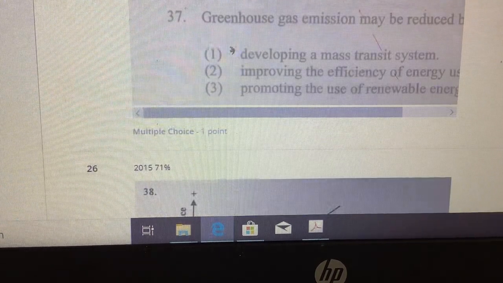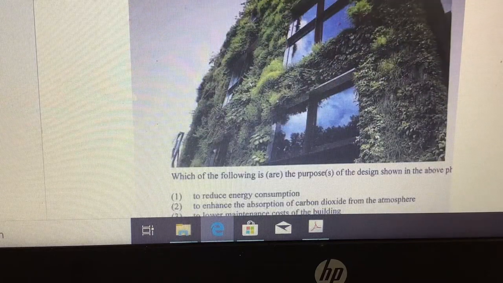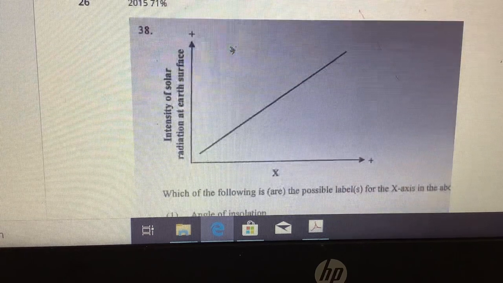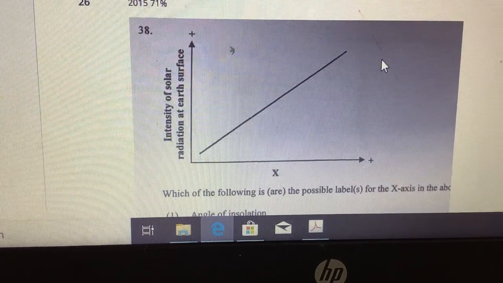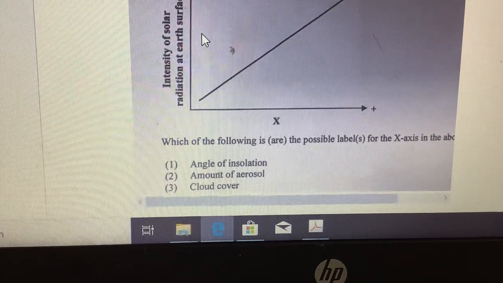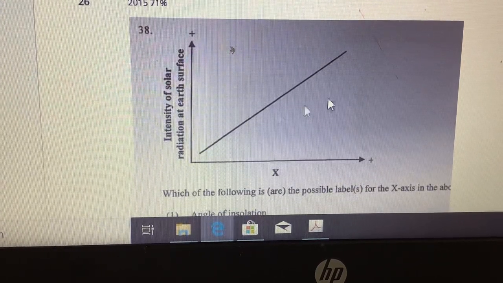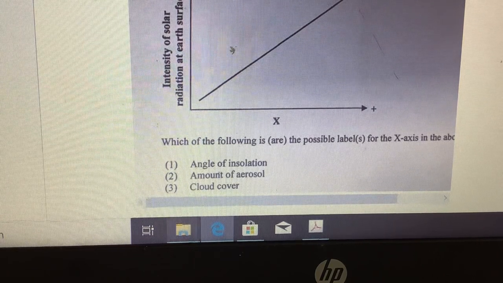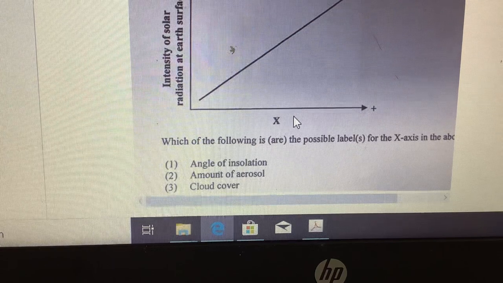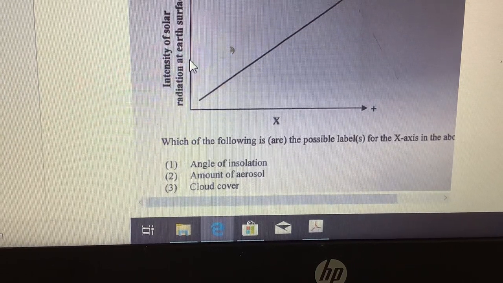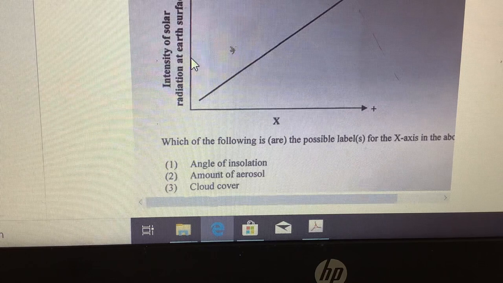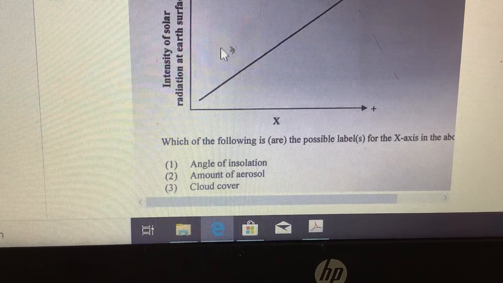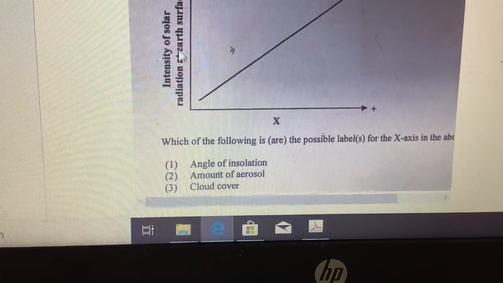Next one. This one is a positive correlation, and intensity of solar radiation at the Earth's surface increases. With what kind of things? Angle of insolation increases, then solar radiation at the Earth's surface increases. True. Number of aerosol will not increase with the solar radiation.